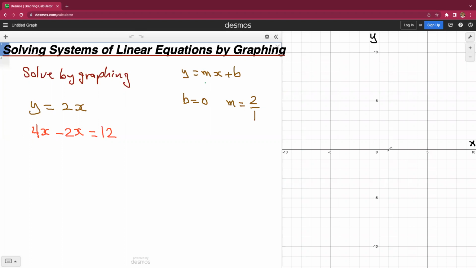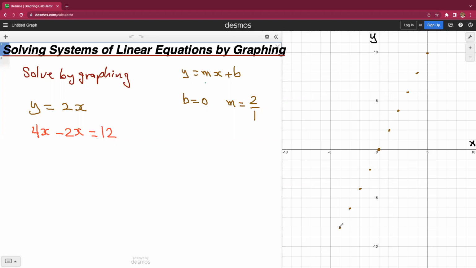Now, if the y-intercept is 0, you go where y is 0, and you go right there. And then the slope 2 over 1. So that's positive. That means you go up 2 over 1, up 2 over 1. And you keep on doing that, and you could even go down 2 over 1, down 2 over 1 if you want to have more points.